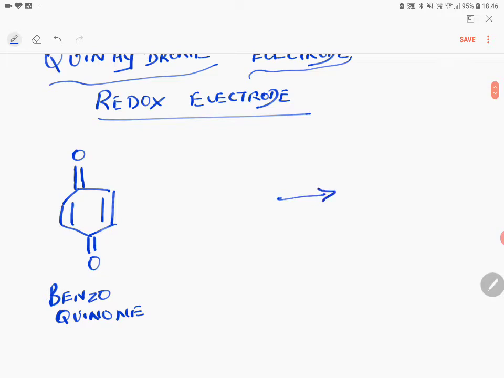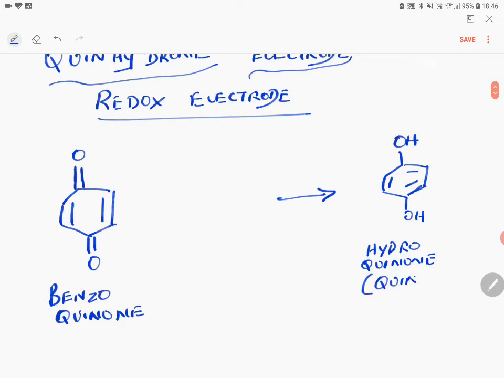Benzoquinone, if you do reduction, you will get a compound called hydroquinone. This hydroquinone is also known as quinol. In fact, in organic chemistry, we call this molecule paraquinol. Okay.